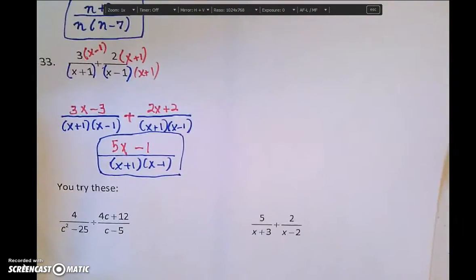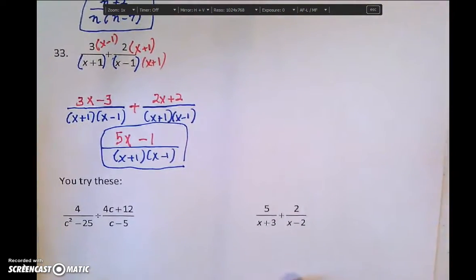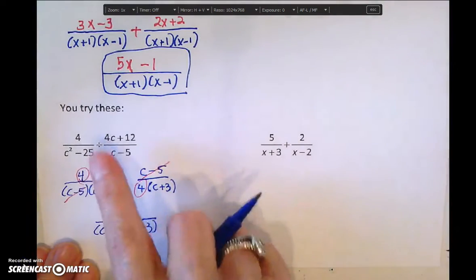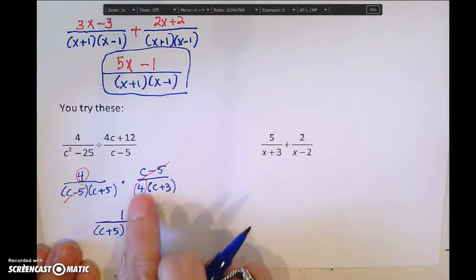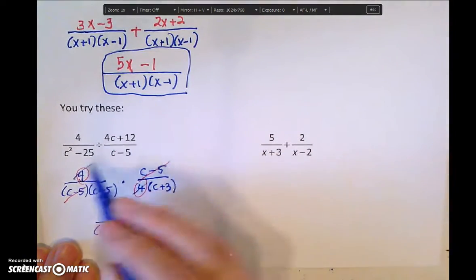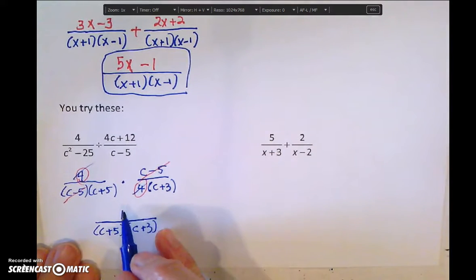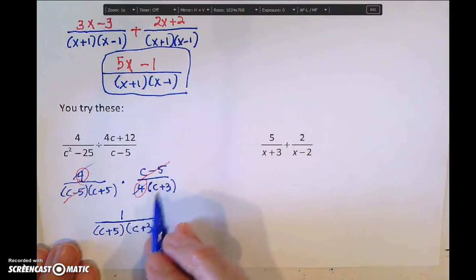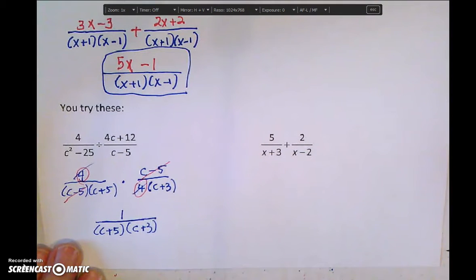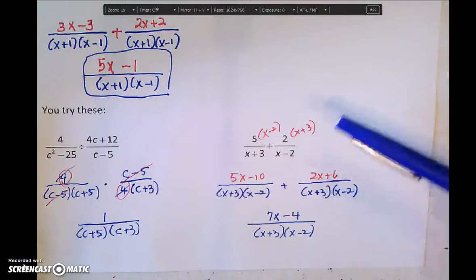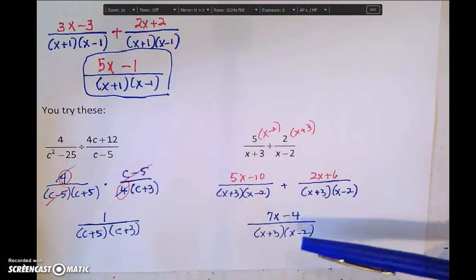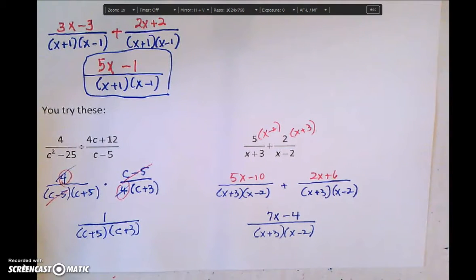Now, I put a couple more down here for you to try, so go ahead and give those a try, and then check them out and see how you did. So on this first division one, notice that I had the whole numerator cancel out. So I have to do a placeholder here of a 1 over, and then I'm left with the c plus 5 and the c plus 3. So now try your addition. All right, and then you see our answer here on this, 7x minus 4 over x plus 3 and x minus 2. If you have trouble, be sure and ask someone for some help.